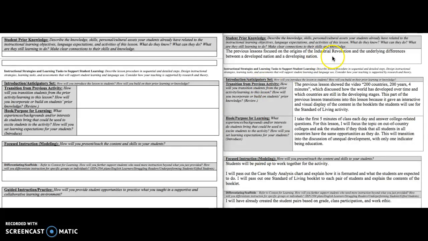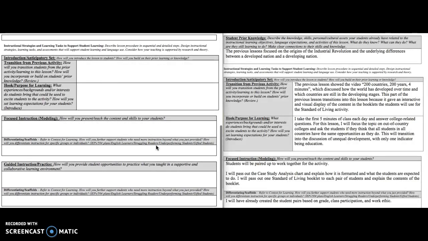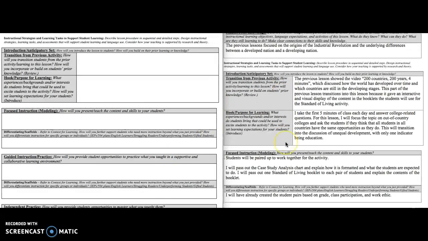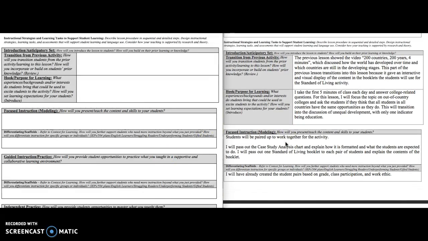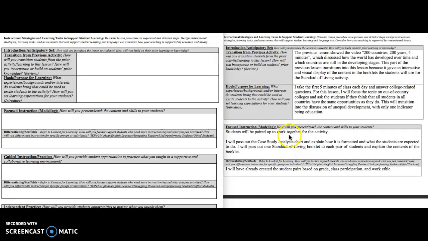So for example, on this side, we see how student prior knowledge is the previous lessons focused on the origins of the Industrial Revolution and the underlying differences between a developed nation and a developing nation. And then moving forward to, I guess, more of the meat of the lesson plan. And this would be the instructional strategies and learning tasks to support learning.